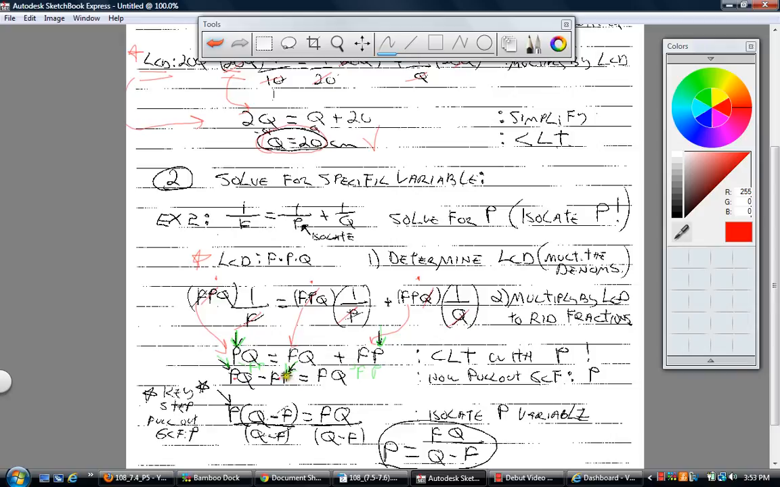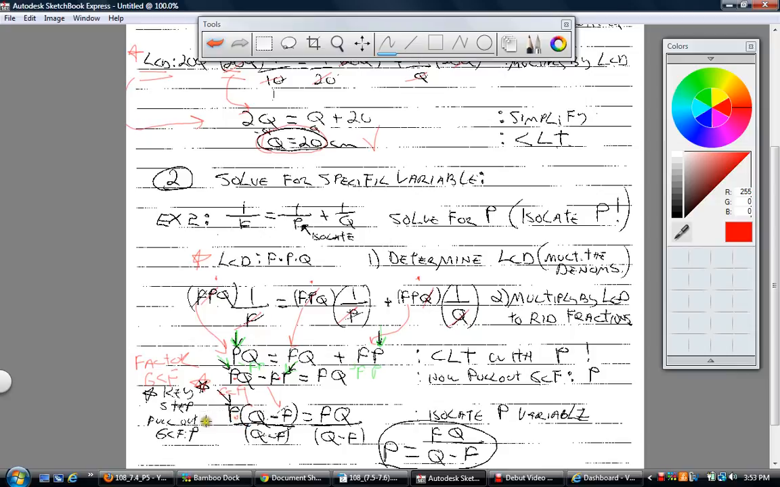P would be what in each of these? Okay, think about it for a second. I'm hoping you're going to say factor. And as soon as you realize it's a factor, you pull it out as a GCF. That's the key step here. P is in both of them. You pull it out as a GCF. So it's P times the quantity Q minus F. Okay, now that's the step right there.